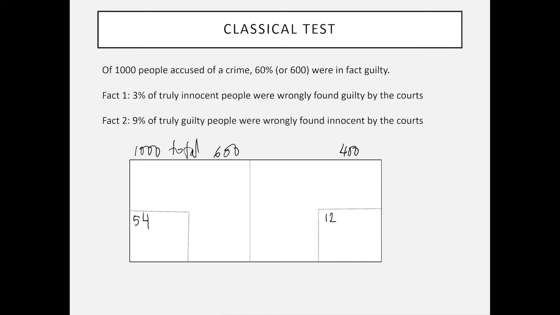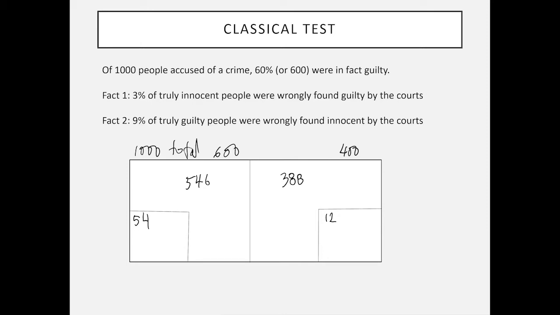So that means of the 400 that are innocent, 388 were found correctly innocent. And of the 600, 546 were correctly found guilty. But we can see now that 54 plus 12, 66 of the 1,000, that's 6.6%, were an error. The court came to the wrong decision.